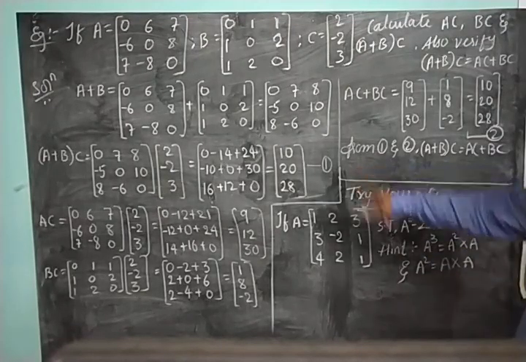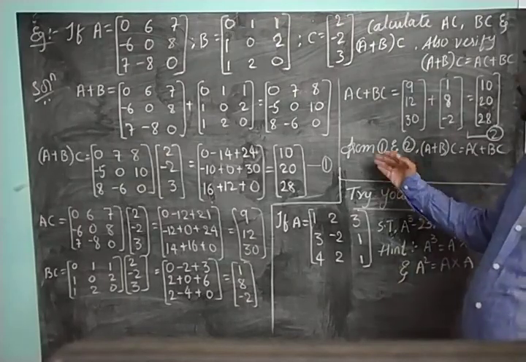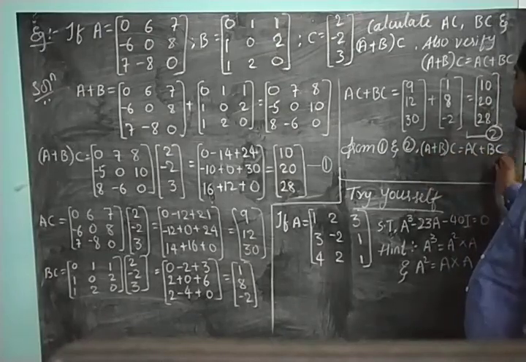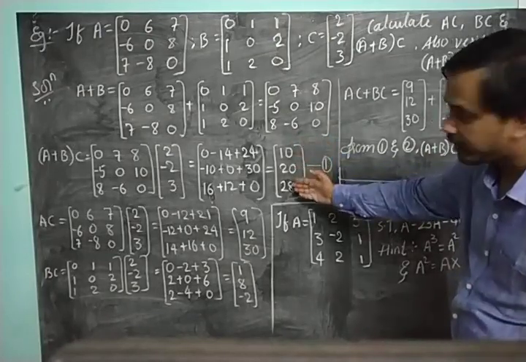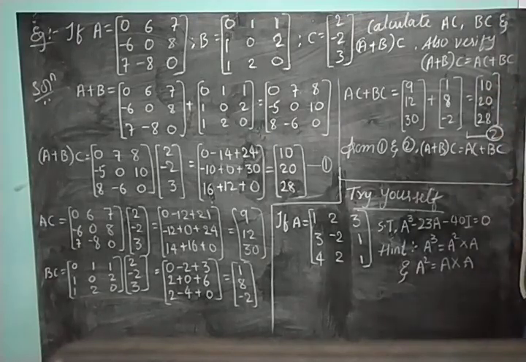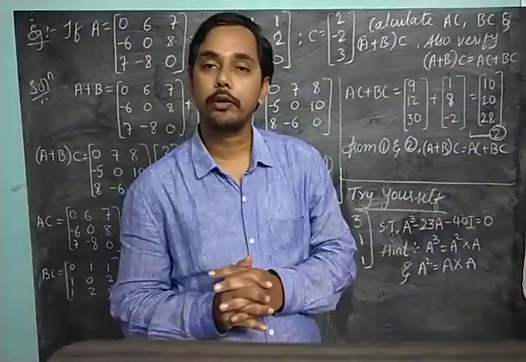So you can compare from 1 and 2. The values are the same. From 1 and 2 I can write that A plus B into C is equal to AC plus BC. Why? Because here also I am having 10, 20, 28, and here also I am having 10, 20 and 28. So this is how the distributive law is verified.